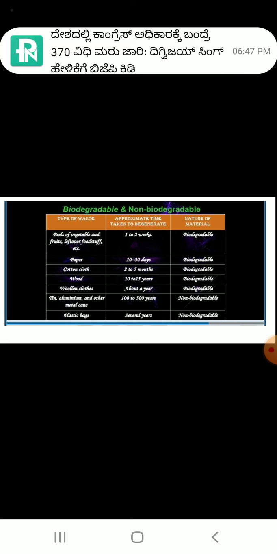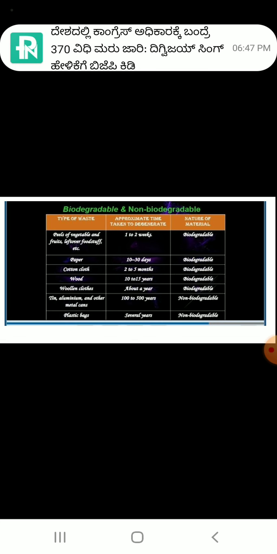But when it comes to aluminum and other metal cans, it takes 100 to 500 years. So you can say it is non-biodegradable. But plastic bags, you cannot say exact years, you can say several years. It's also in the non-biodegradable category.